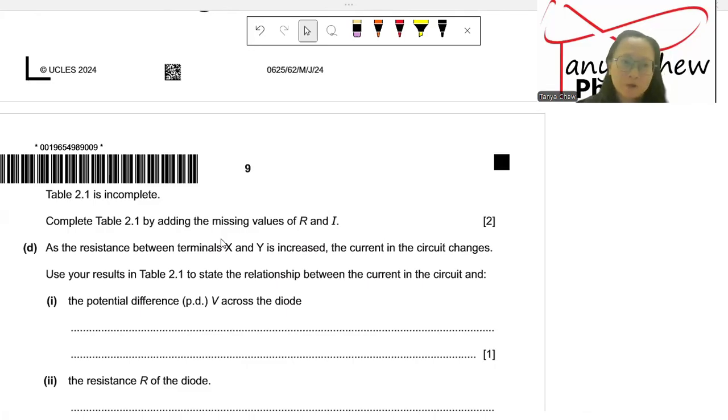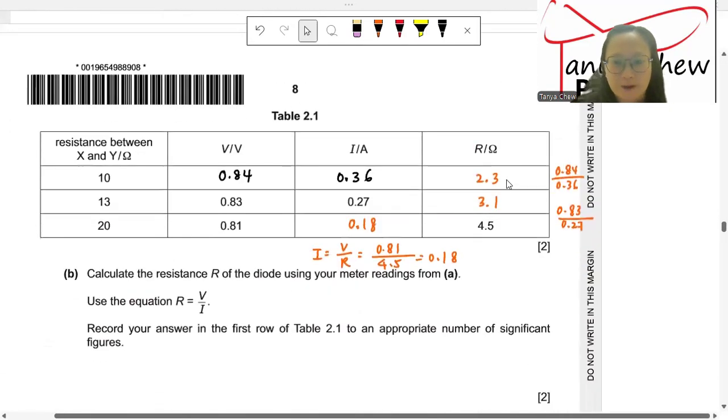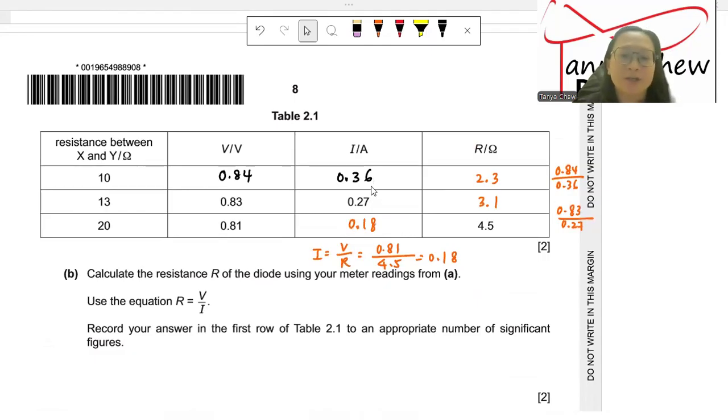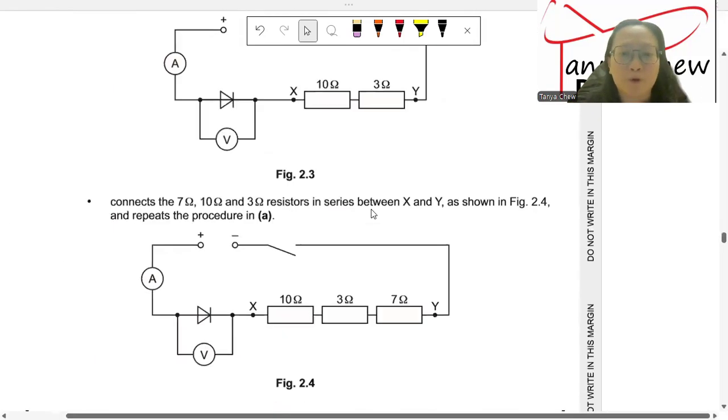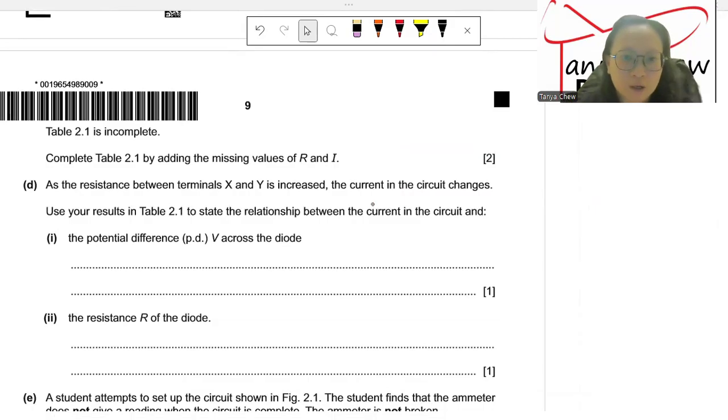D, as the resistance between terminals X and Y is increased, the current in the circuit changes. Use your results in Table 2.1 to state the relationship between the current in the circuit and, first part, the potential difference PD across the diode. Let me see. You look at the value of the resistance: it is increasing. What happened to the values of the current? It is decreasing, from 0.36 to 0.27 to 0.18. So I say that as the current, I have to talk about the current.